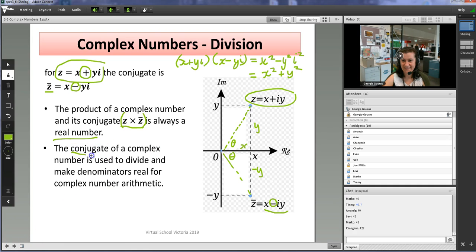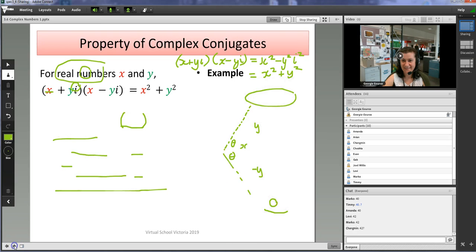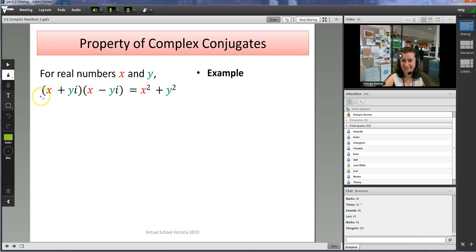So the conjugate of a complex number is used to divide, and it's used to make denominators real. For some reason, when we're doing complex number arithmetic, we want the denominators on fractions to be real. I don't know why. Somebody made that rule. We just got to stick with it. Okay, so there's those conjugates there. Okay, so we've just seen that by multiplying a complex number by its conjugate, we end up with a real product.